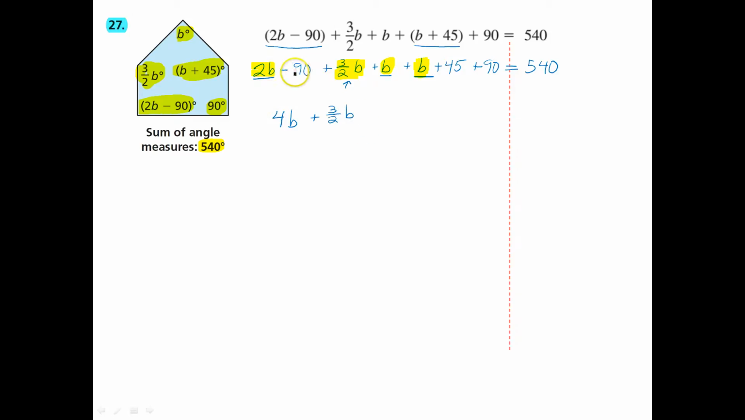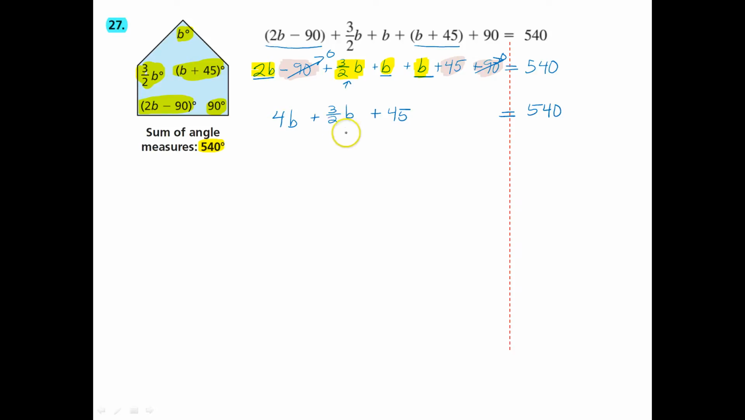And let's collect our like terms that don't have a variable, just our constant terms. Here we got negative 90 and a positive 45 and a positive 90. And these are all on the same side, so I can just combine them together. And what's nice is negative 90 and positive 90 add to 0, so they basically cancel each other out. And all we're left with is 45. So plus 45 equals 540. But we still have this fraction problem over here.